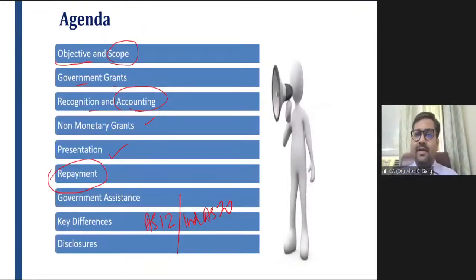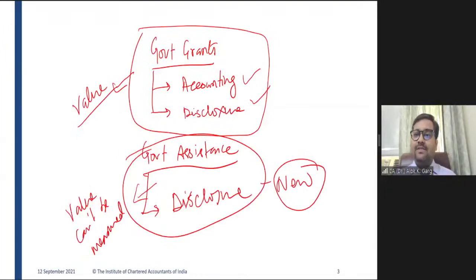Guys, I hope the agenda is clear to everyone. Yeah, Fernandez, Shraddha, Radha, Vijaya, Pulkit, Sobit, agenda is clear to everyone. Now let's move forward.